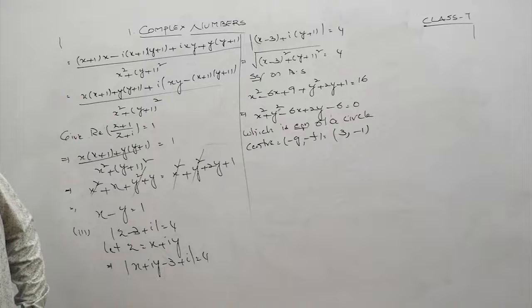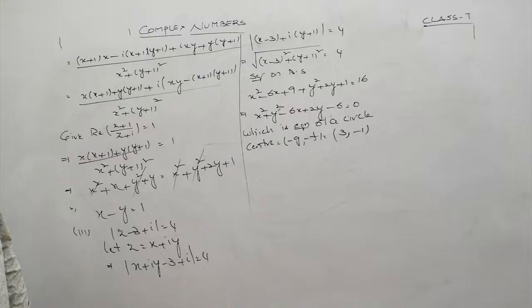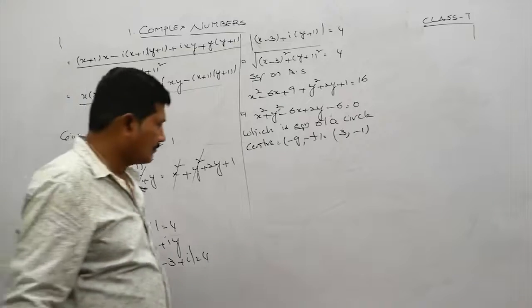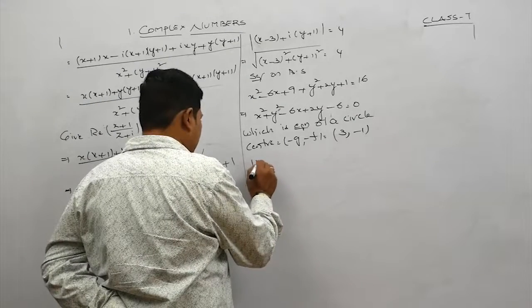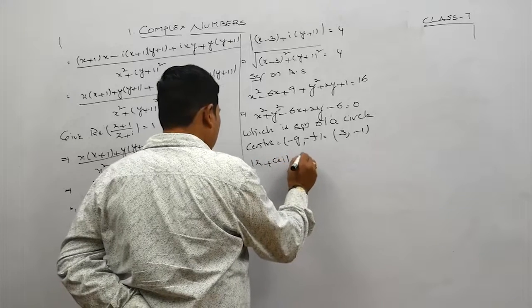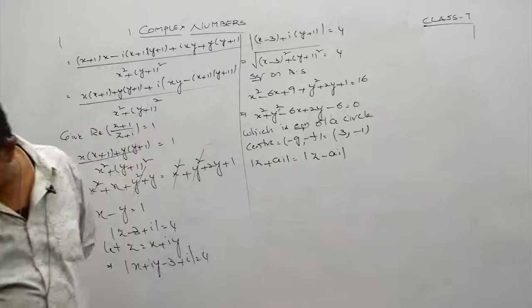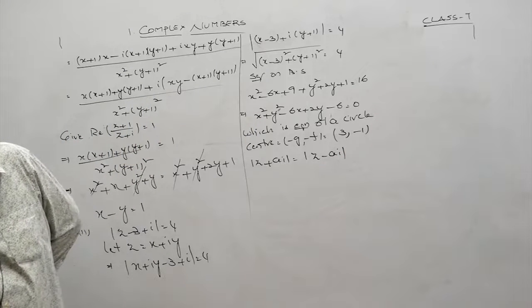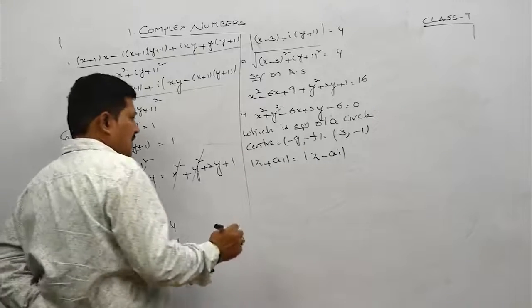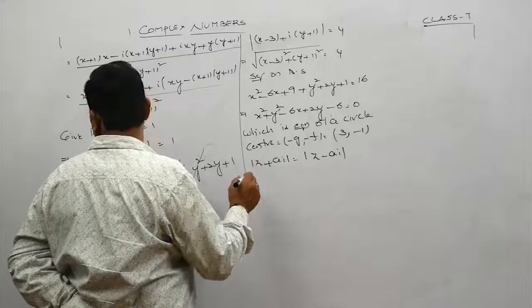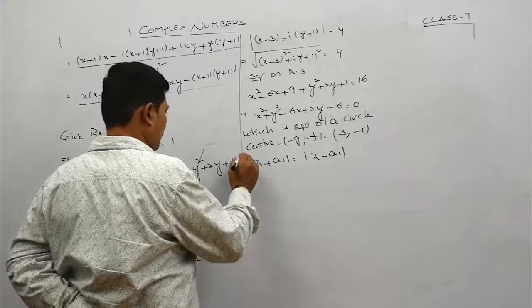Next, fourth question. Mod z plus ai is equal to mod z minus ai. Then find the locus of z. So same as question number 1, 2, 3, 4.